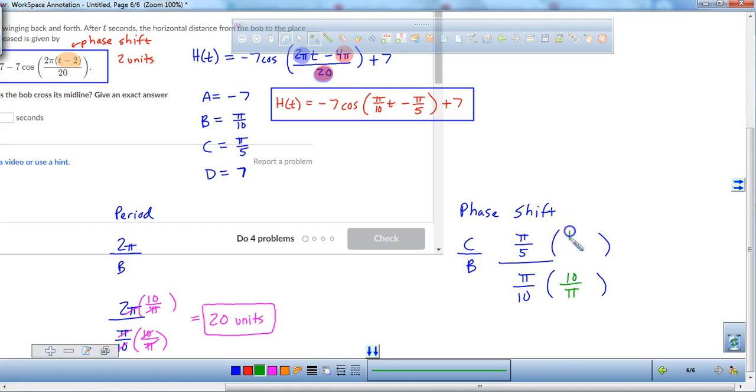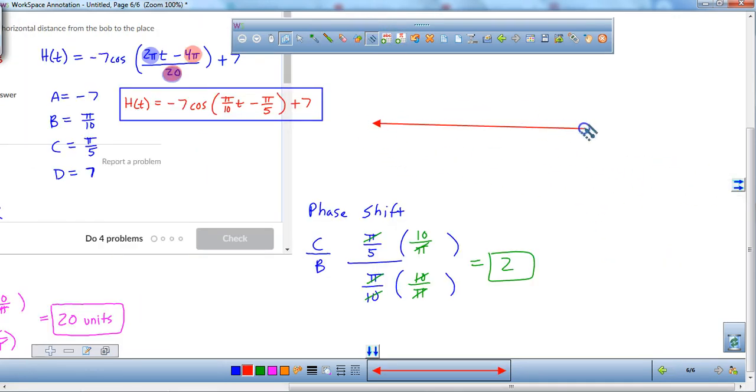Multiply that by 10 over pi, multiply that by 10 over pi, these pi's cancel out, these 10's cancel out, those pi's cancel out, and 10 divided by 5 is 2. So we have a phase shift of 2, and we have a period of 20. So right now, all I'm going to do is sketch this graph real quick.